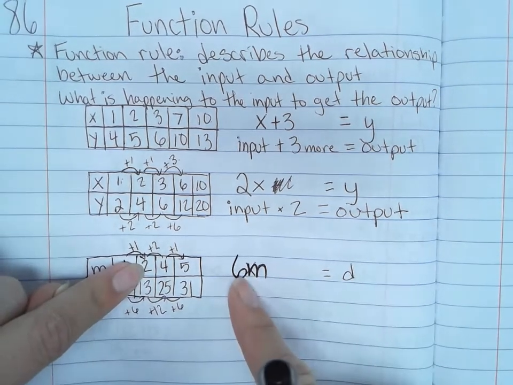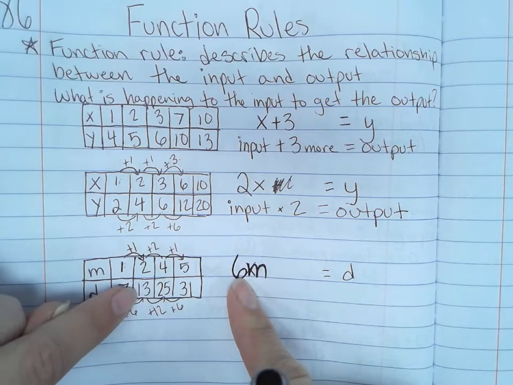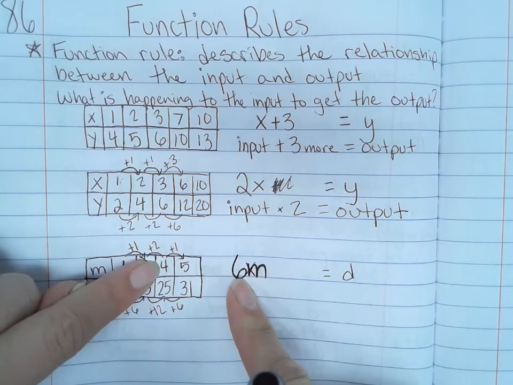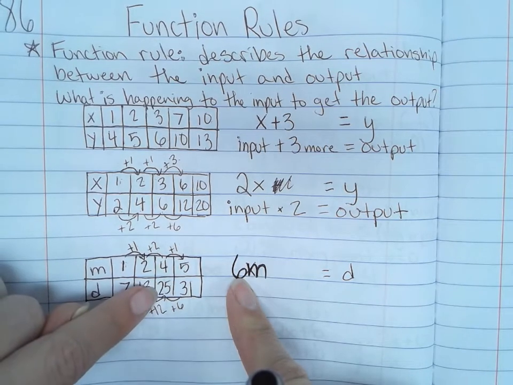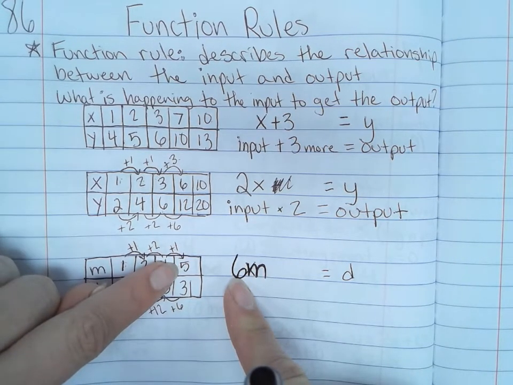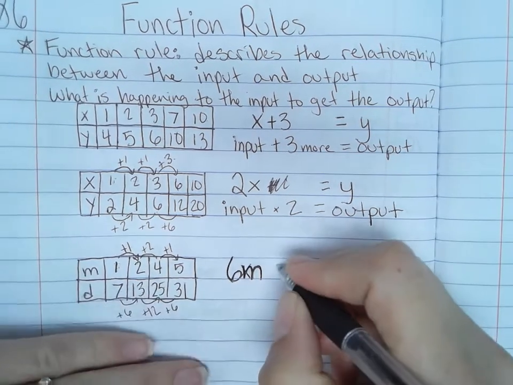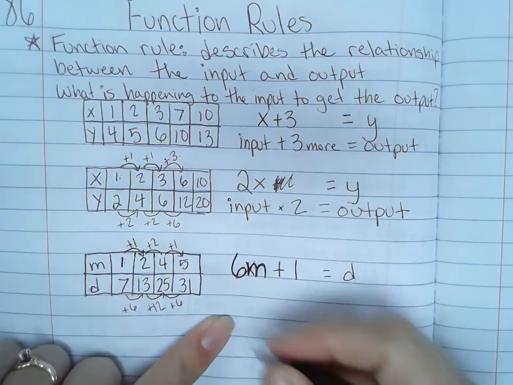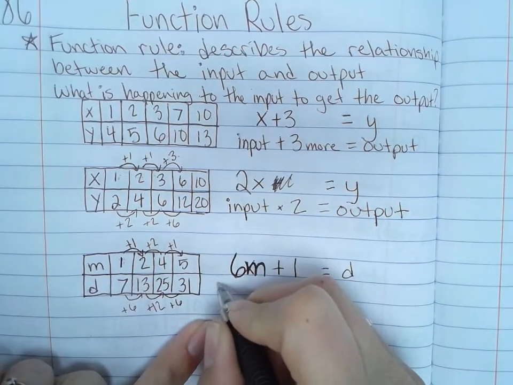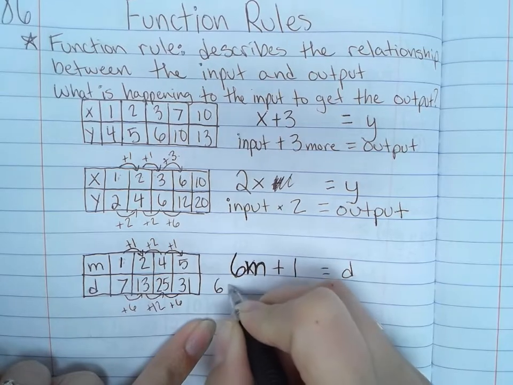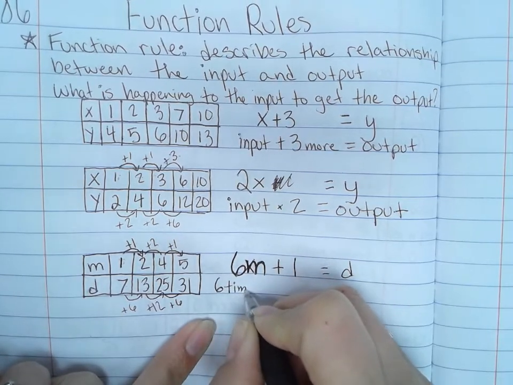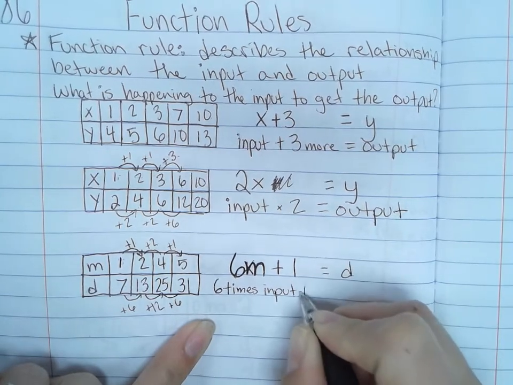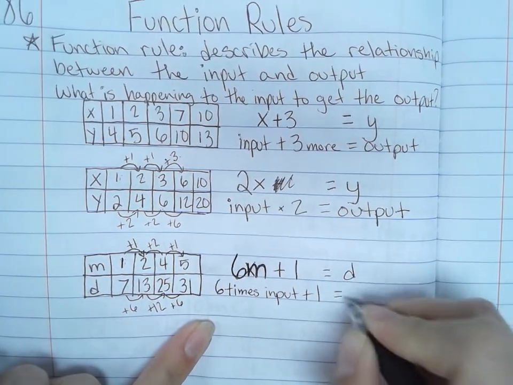2 times 6 plus 1 gives me 13. 4 times 6 is 24, plus 1 gives me 25. 5 times 6 plus 1 gives me 31. So here, there's a little bit of both. So on this one, it's 6 times the input plus 1 to get the output.